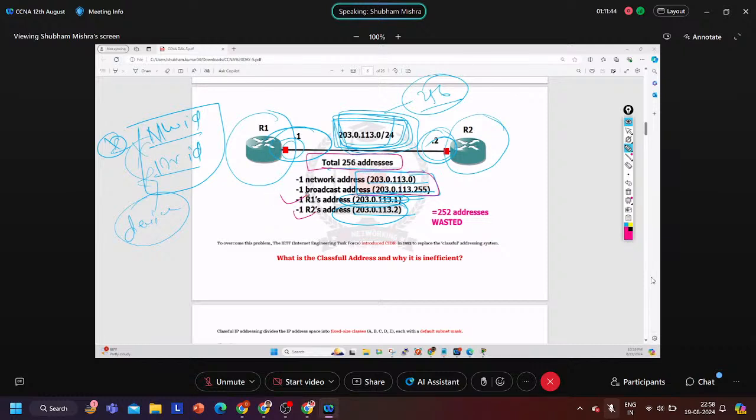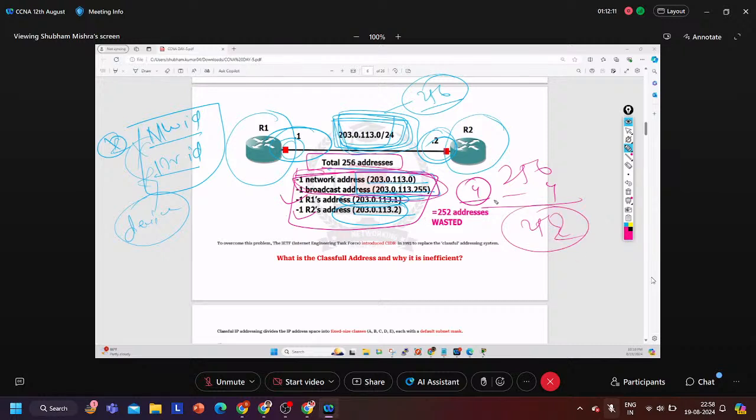So here we got a total of 256 IP addresses, and we assign this one and this one, and these two we can't assign. So how many are we utilizing right now? 1, 2, 3, 4. Only 4, no? 2 we configure and these 2 we can't assign, so total 4. But how many IP addresses can we get here? 256. So if you subtract 4 from 256, you get 252. It means we are wasting 252 IP addresses.